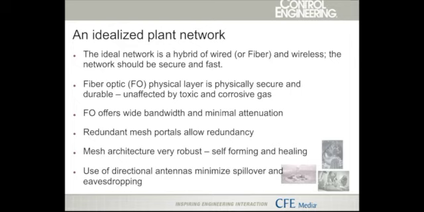Just a few words about an idealized plant network. We believe that an ideal network is a hybrid of wired or fiber and wireless. And of course, the network should be secure and fast. Fiber optic has certain inherent capabilities, such as being physically secure in the sense that it really is not easily hacked into. You can hack into a copper network more easily than you can with any other.